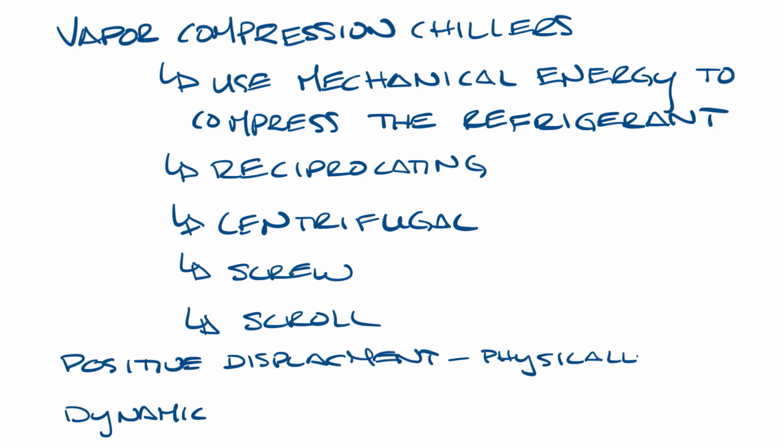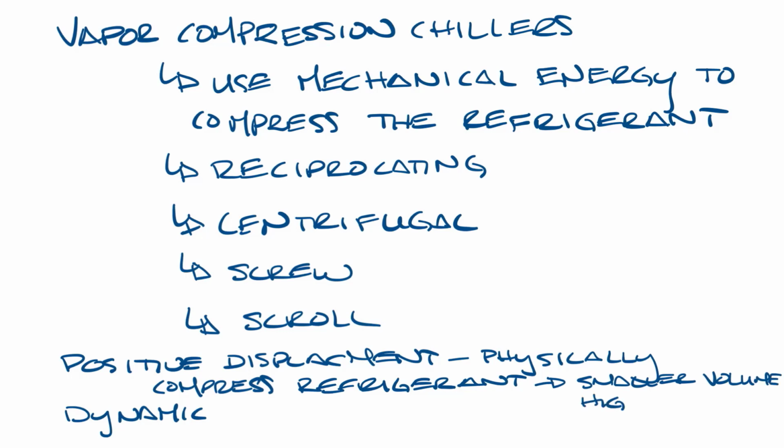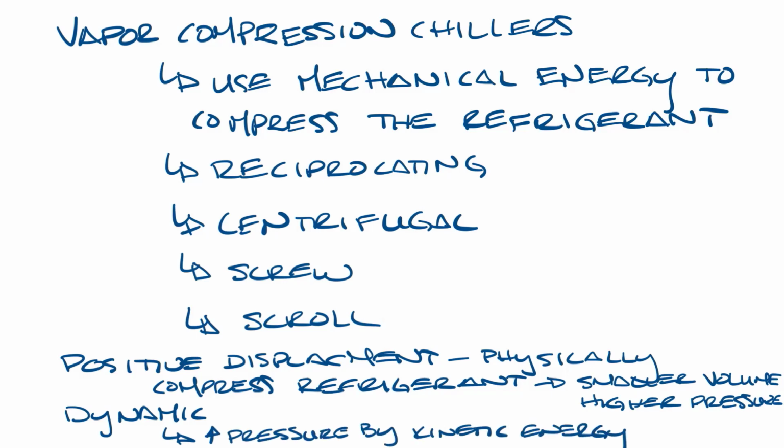Positive displacement compressors physically compress the vaporized refrigerant into a smaller volume and higher pressure. These deliver a constant volume of gas under a constant speed. Dynamic compressors increase vaporized refrigerant pressure by kinetic energy using a rotating impeller. So let's move this out of the way and look at how these work. Let's start with the reciprocating compressor.